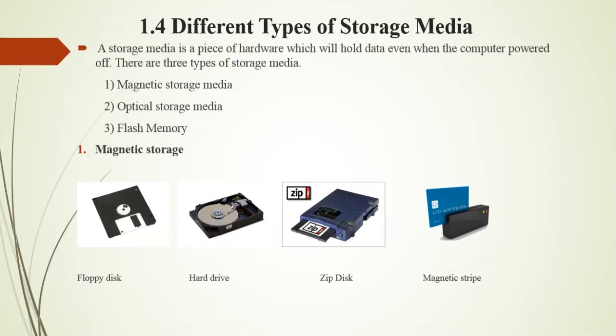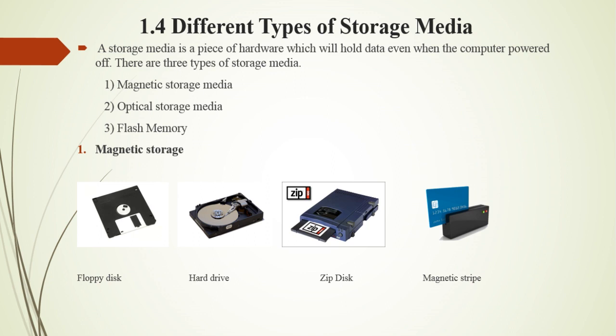Here I am going to explain the different types of storage media. A storage media is a piece of hardware which will hold the data when the computer is powered off. There are three types of storage media: magnetic storage media, optical storage media, and flash memory.